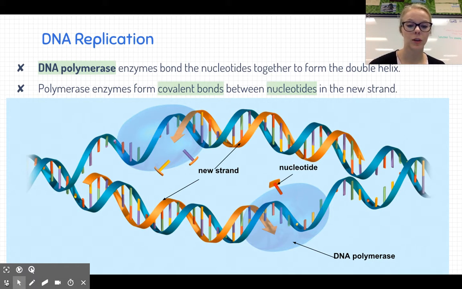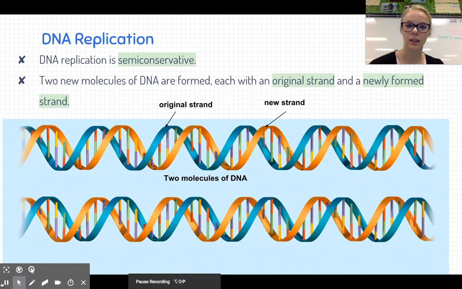Notice in this image down here that our original strand is blue. We see that we have unzipped for our replication fork, and the new strand, shown in orange, is being added complementary to the template strand. DNA replication is semi-conservative. That means that two new molecules of DNA are formed, each with an original strand and each with a newly formed strand.